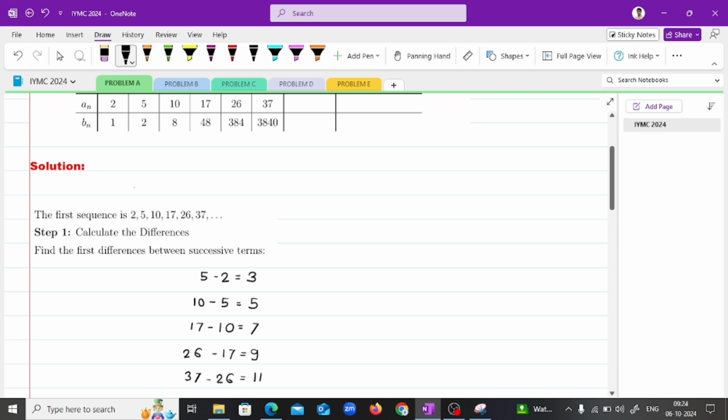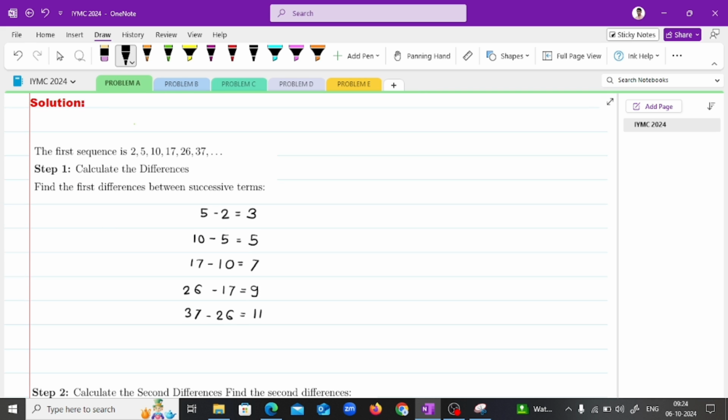So the first differences are 3, 5, 7, 9 and 11.